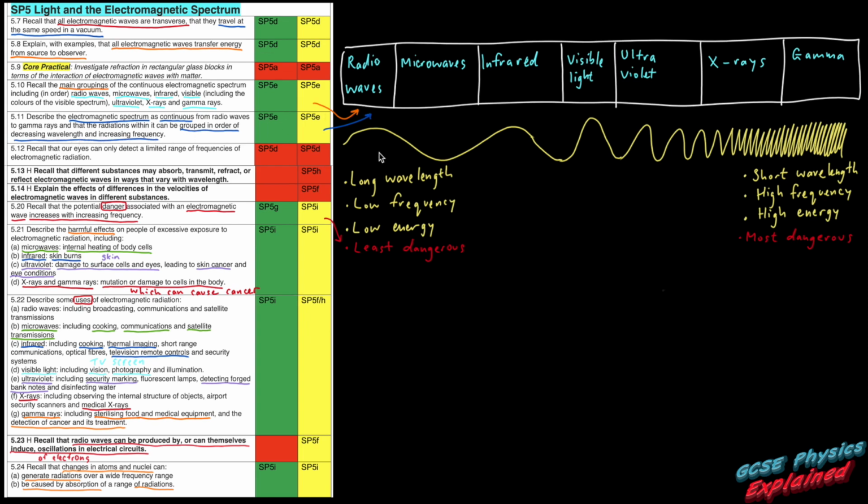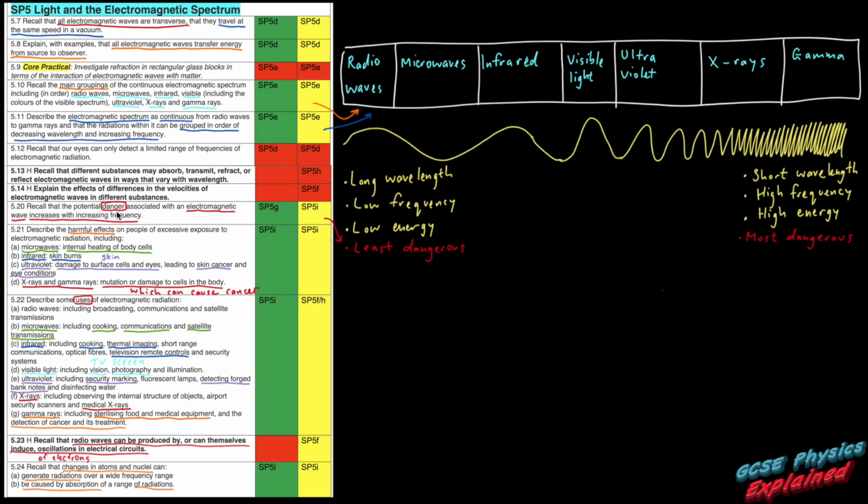Well, any wave over here have got long wavelengths, they've got low frequency, and they've got low energy. And they are the least dangerous. And as you move across the spectrum, the wavelength gets shorter and shorter and shorter, and the frequency gets higher and higher and higher. And as it said, it's a continuous spectrum. Over on this side here are the waves with the short wavelengths, high frequency and high energy, and they are the most dangerous.